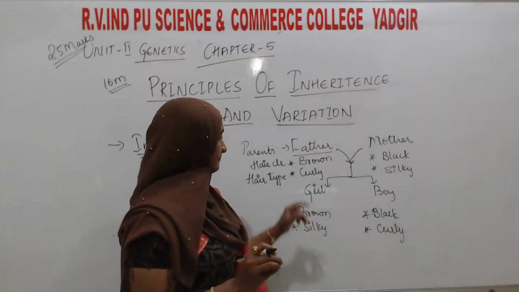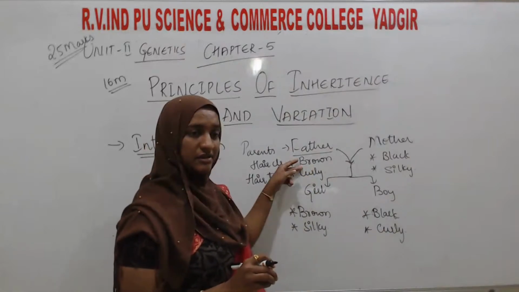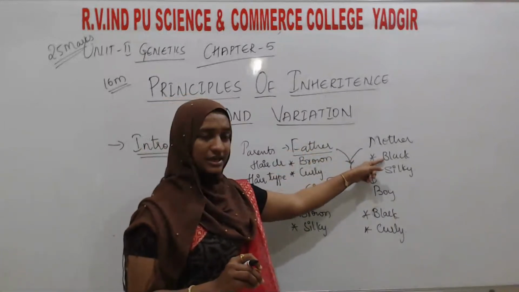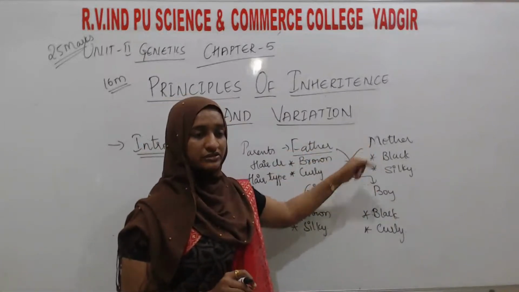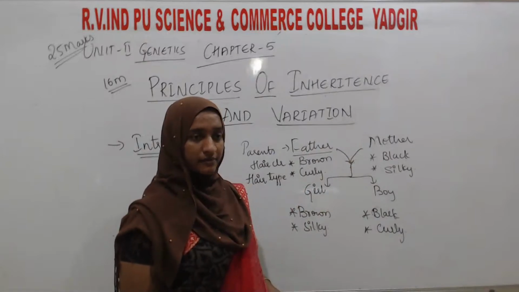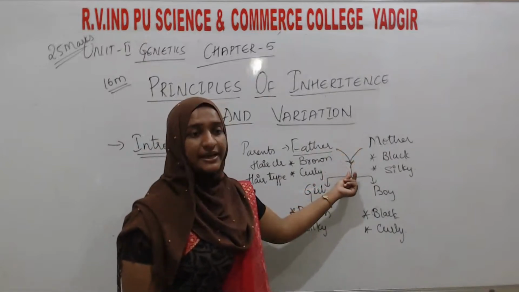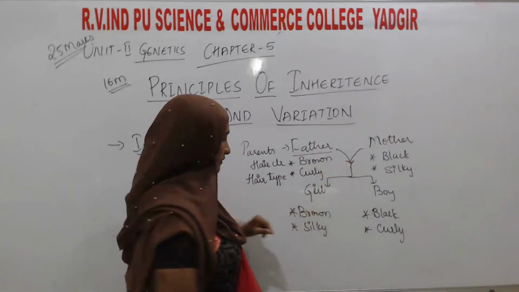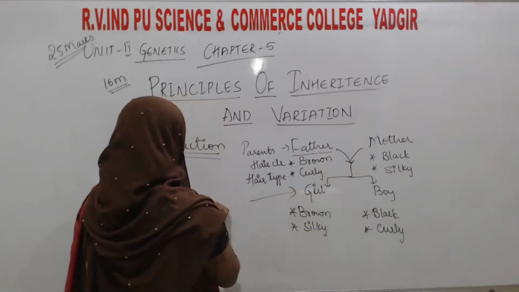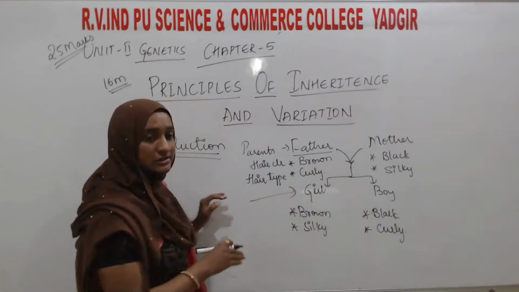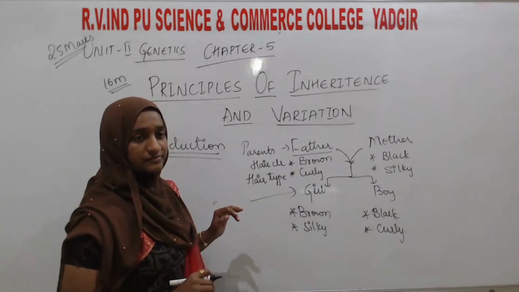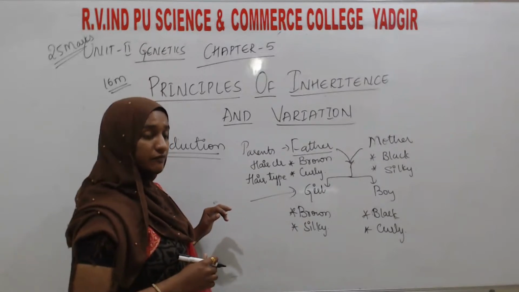You see here, brown and curly, these are the two features of the father. Black color hair and silky hair are the two features of the mother. If they both get mated or married, their next generation, this is the next generation. Next generation means their children, we can say the offspring. Further I will tell you about the offspring.